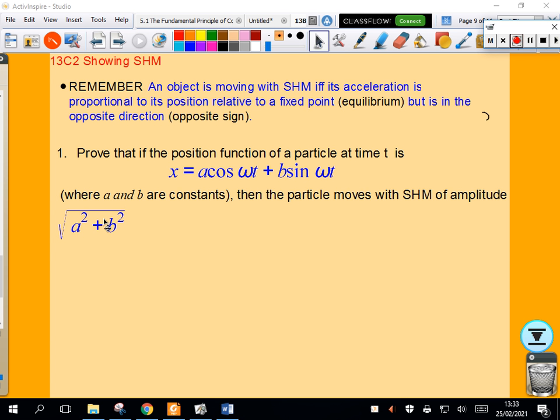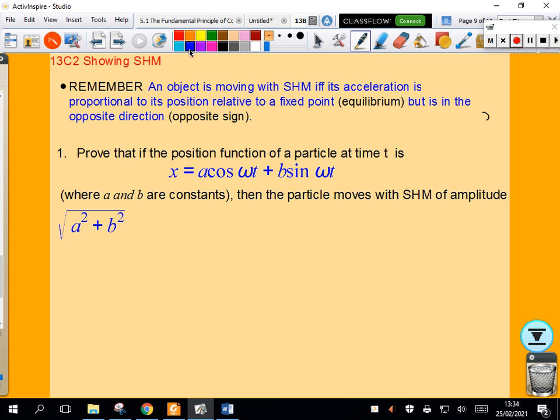So the first thing is to prove it moves with simple harmonic motion. The big thing is to understand the definition. An object's moving with simple harmonic motion if and only if its acceleration is proportional to its position relative to a fixed point, but is in the opposite direction, so it'll have the opposite sign. So that's what we're going to do. Ultimately, to prove simple harmonic motion, we take the position function, we differentiate twice. First derivative is the velocity function, second derivative is the acceleration function, and then we show that that acceleration function is some negative constant multiplied by the position function.